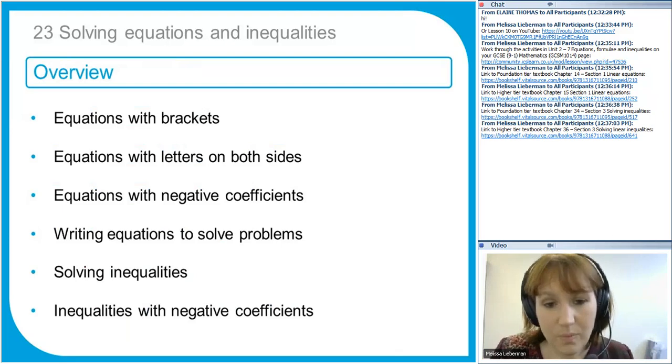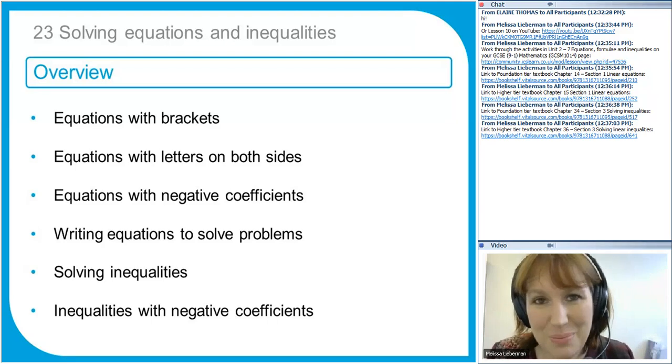Okay then. The only thing I'm not going to cover in this session is equations involving fractions. I just couldn't fit it all into one session. So what I'm going to try and cover today in the 1 hour is equations with brackets. So make sure that you've watched the previous lesson that I did on brackets and factorization, because you need to be confident with multiplying out brackets.